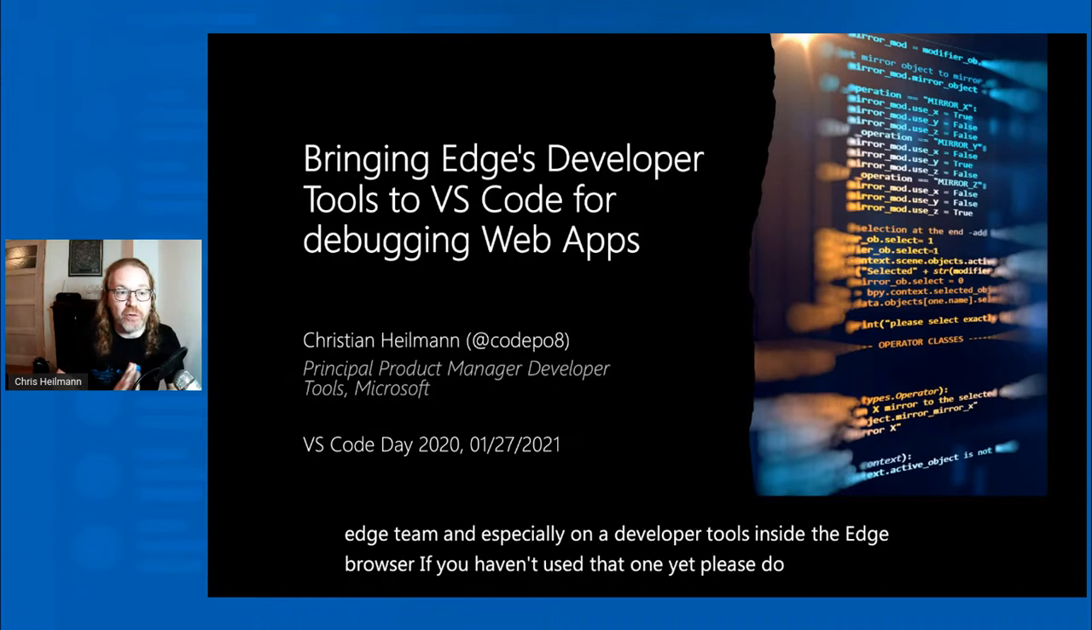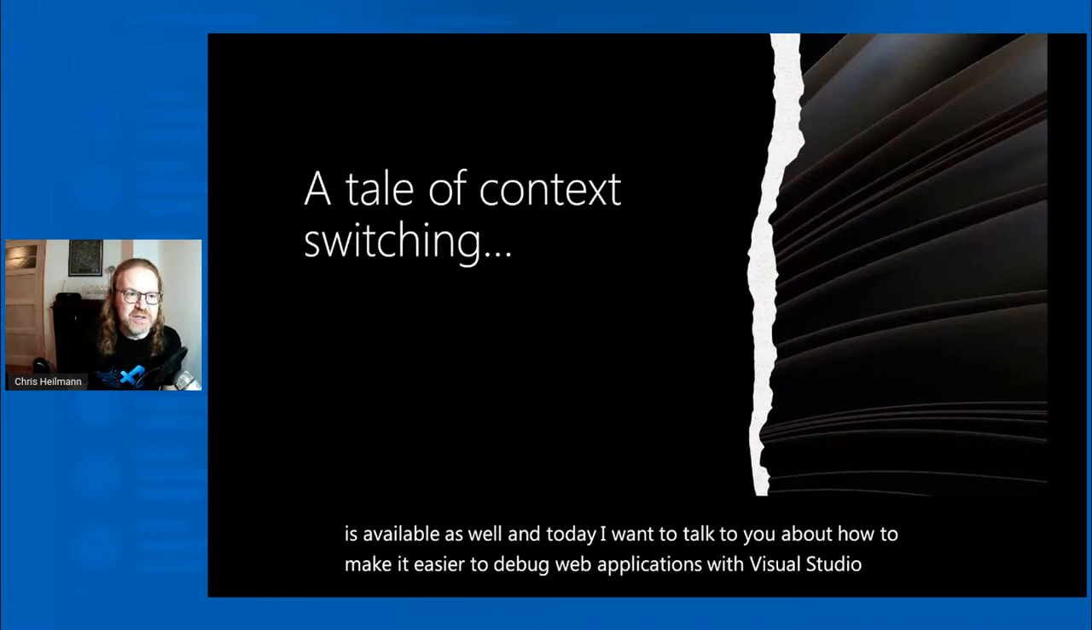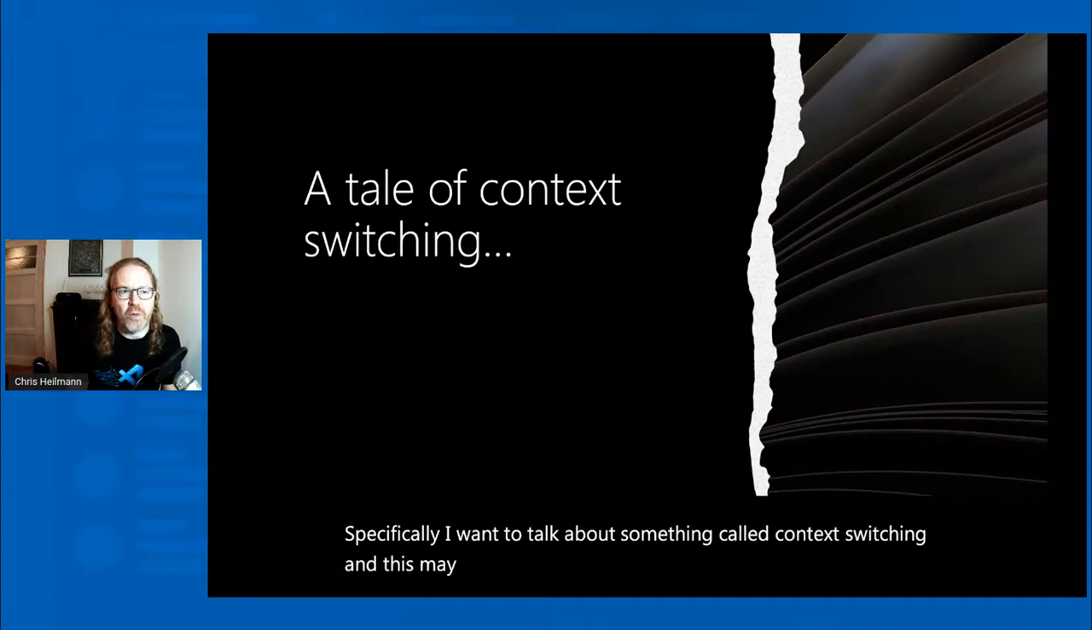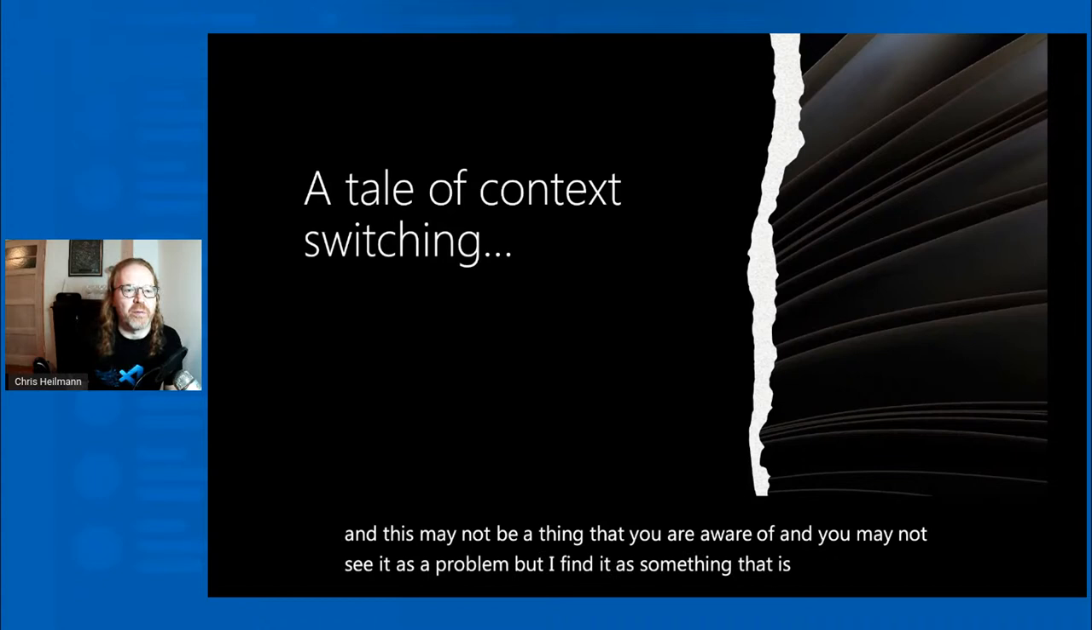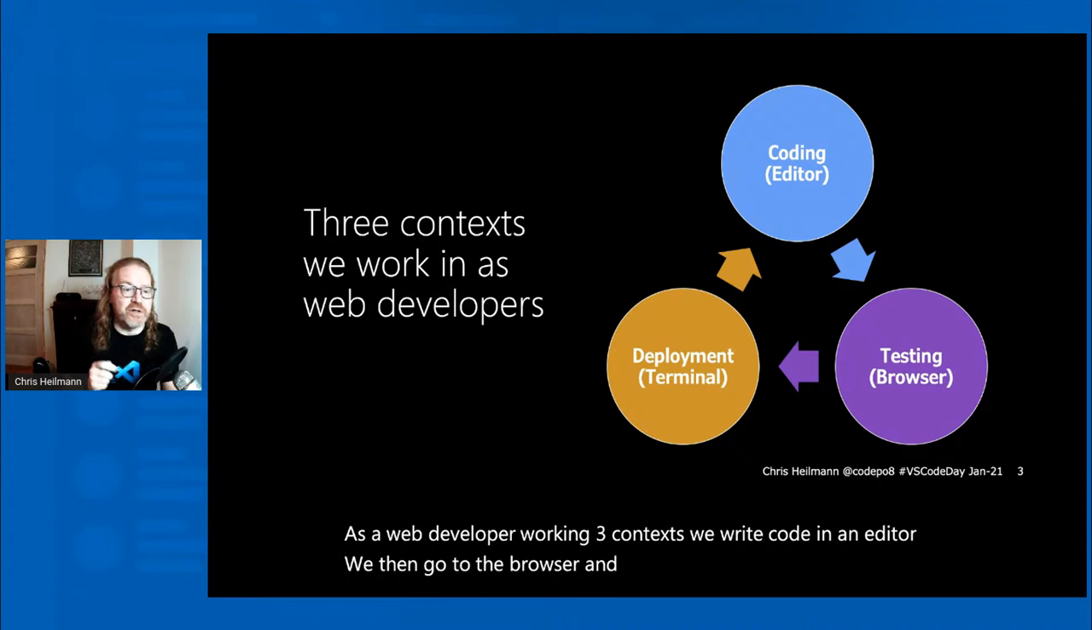Today I want to talk to you a bit about how to make it easier to debug web applications with Visual Studio Code. Specifically, I want to talk about something called context switching. This may not be something you are aware of, and you may not see it as a problem, but I find it to be one of the most grating things as a developer. So what do I mean by that? As a web developer, we work in three contexts. We write code in an editor. We then go to the browser and tweak it and change it and see if our CSS really did the things it was supposed to do.